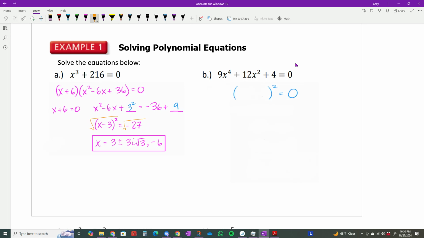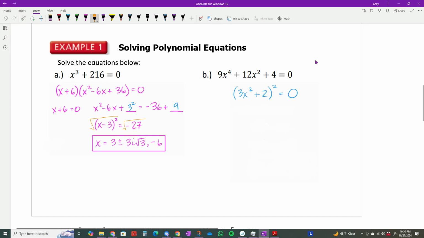So I'm going to take the square root of 9x to the 4th. That's 3x squared. And I'm going to take the sign of my second term, which is plus. That might be different in your handout if you printed, so just make sure you got a plus up there. And then square root of 4 is 2. And remember, I talked about checking it. 2 times 3 is 6, times 2 is 12, which is my middle term.